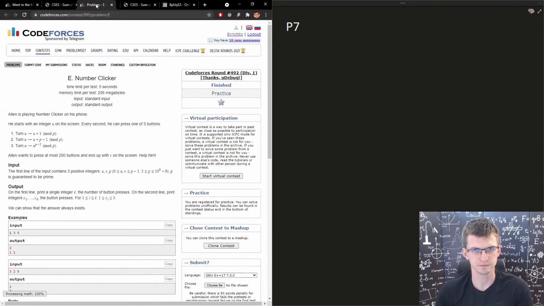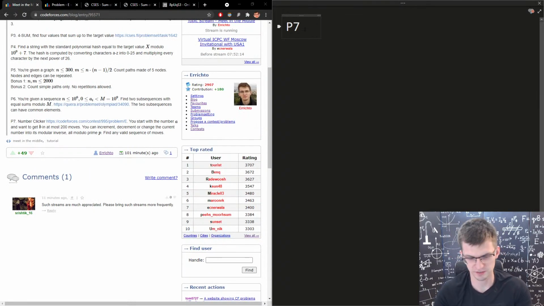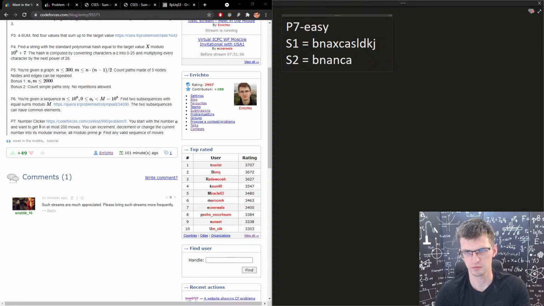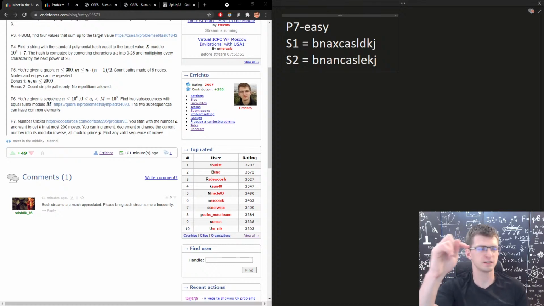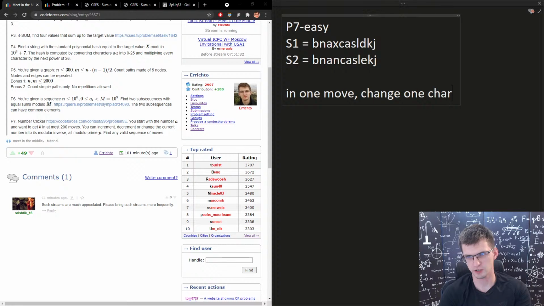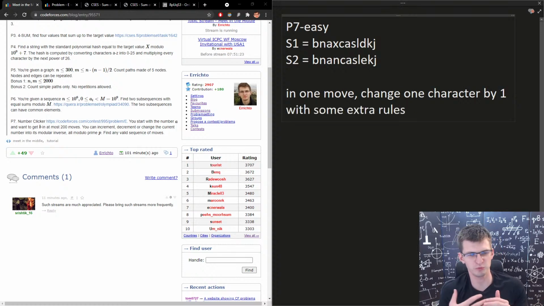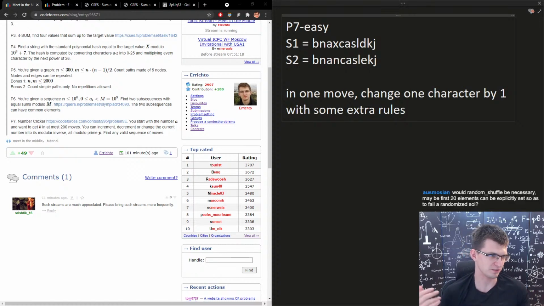Number clicker. Before P7, let me say, let's say 7 easy. I couldn't come up with a proper modification of this problem, but let's say that we have a starting string, s1 is equal to something. We have the target string, and we need to find a sequence of moves that leads from one string to the other, and there are some rules. Maybe always one character you can change by one, but also no two consecutive characters are equal. So in one move, change one character by one, for example, from B to C or from B to A, with some extra rules. And rules can be anything. They can even say the hash of the string must be even. Actually, that would be a stupid rule, I think, but whatever.